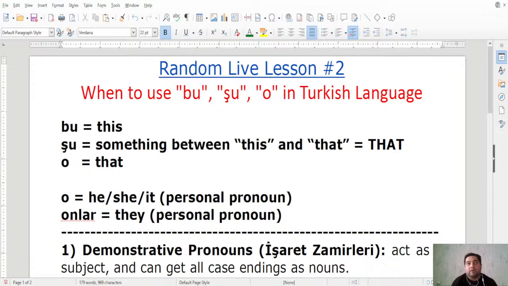So don't feel embarrassed or bad about using them. But the difference between bu and o is very huge. There may not be a very huge difference between şu and o, but there is definitely this difference between bu and o, because they are different things. Bu is really in front of you, it's very close, and o is very distant from you, distant in terms of physical distance. So that's it about the topic.